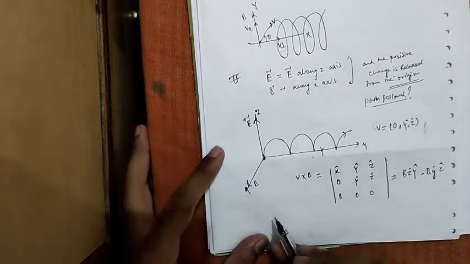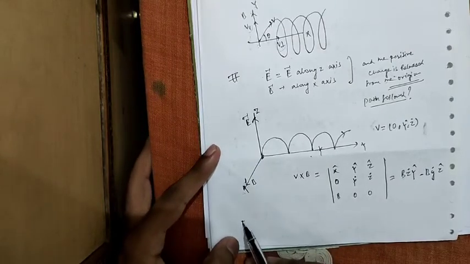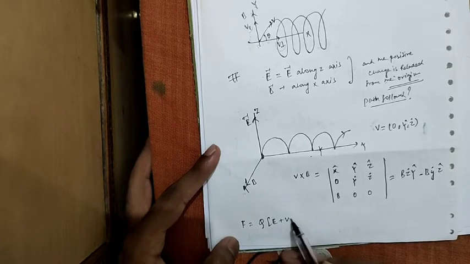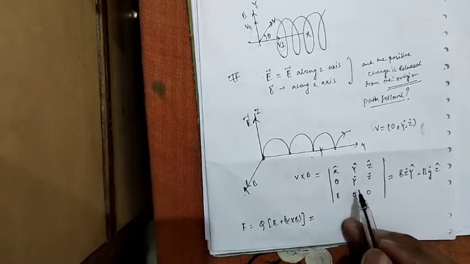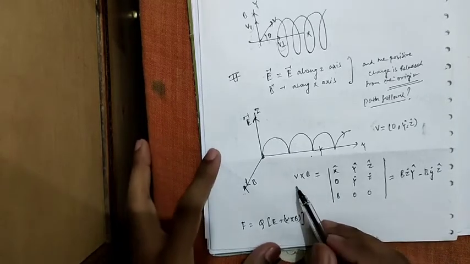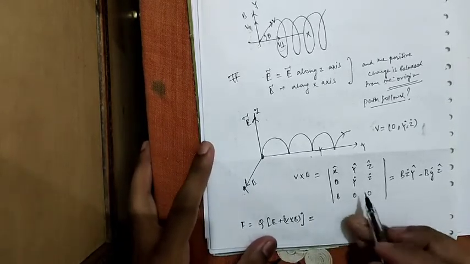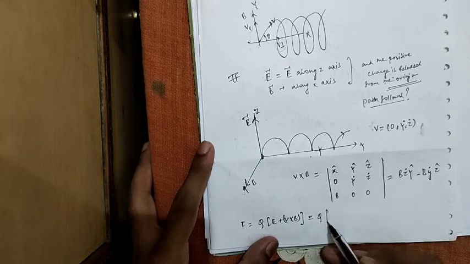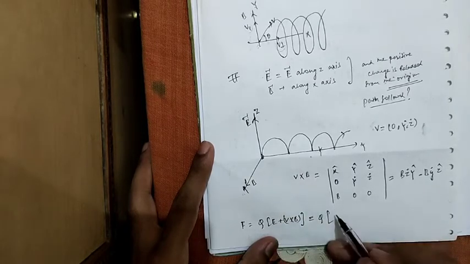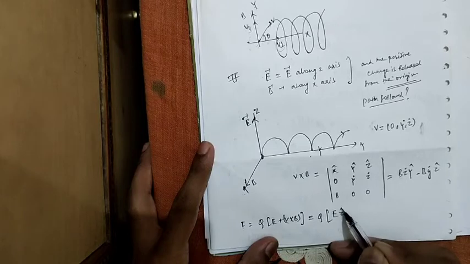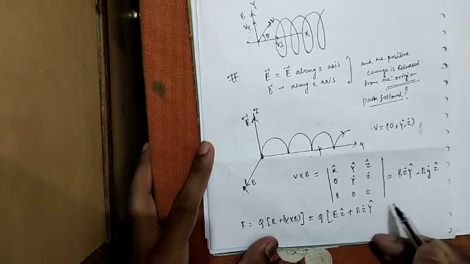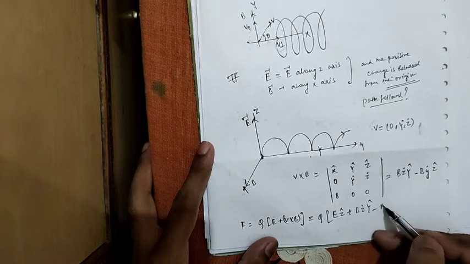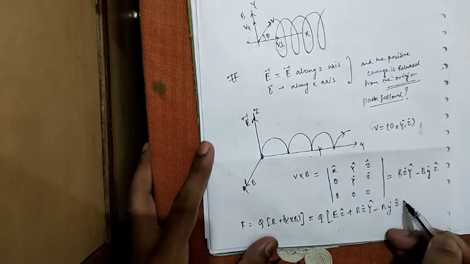Now come back to the Lorentz law, which states that F is equal to q(E plus v cross B). Substituting all the values, as we already calculated the value of v cross B, it is equal to q times (E Z cap plus B Z dot Y cap minus B Y dot Z cap), as the electric field is along the Z axis.